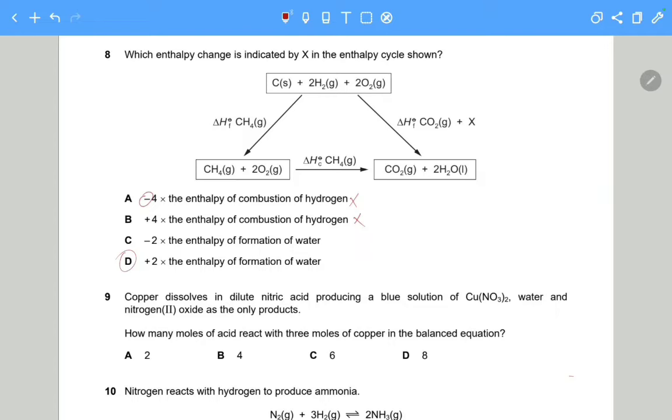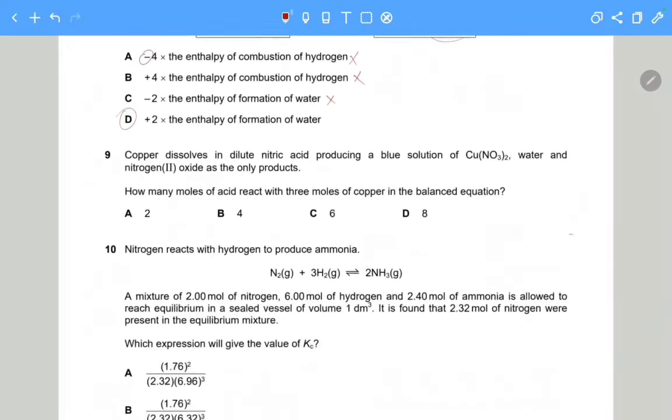Minus 2 into the enthalpy change of formation of water. Yes, it is twice the enthalpy of formation of water because we have 2 moles of water forming, but the problem is that it cannot be minus, because if the enthalpy change is exothermic, it will take the minus sign itself. So we don't have to include the minus sign here, and therefore this cannot be the answer. So option D, which I've already circled, is the obvious answer.